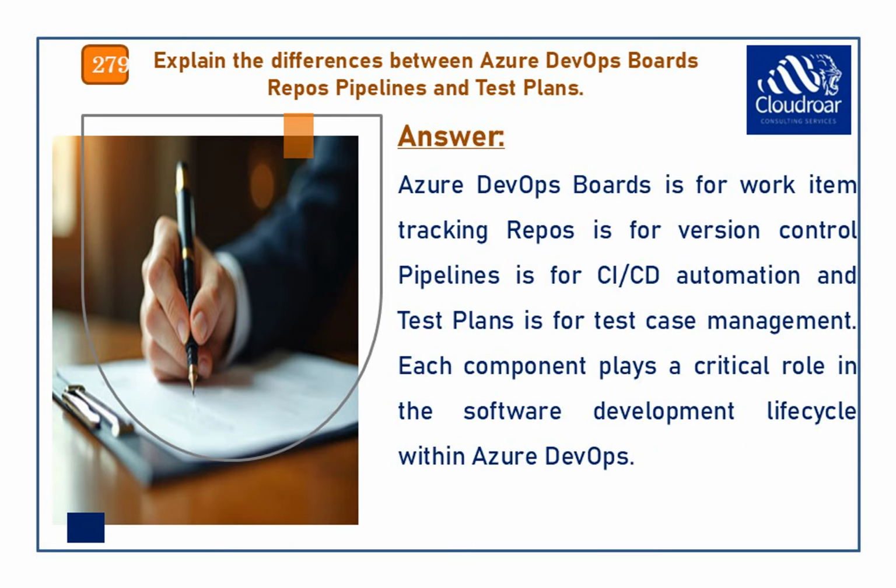Question 279. Explain the differences between Azure DevOps boards, repos, pipelines, and test plans. Azure DevOps boards is for work item tracking, repos is for version control, pipelines is for CI/CD automation, and test plans is for test case management. Each component plays a critical role in the software development lifecycle within Azure DevOps.